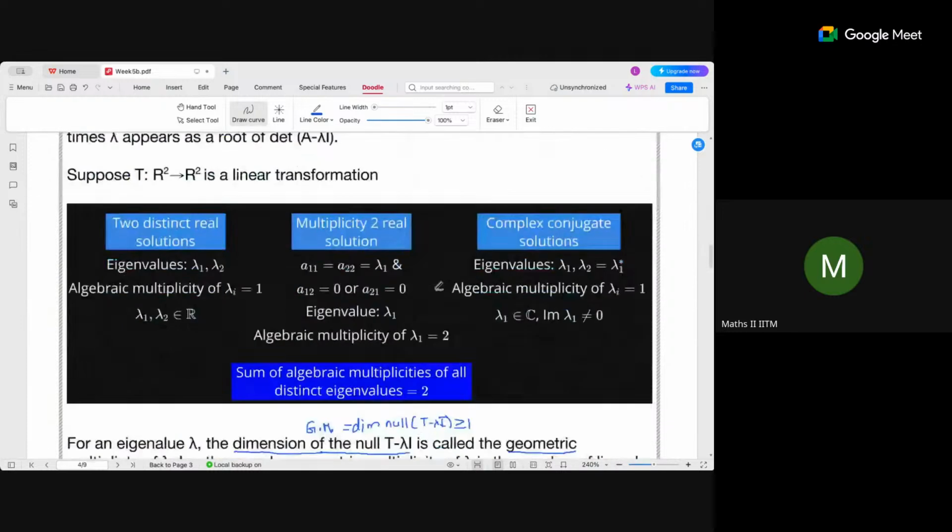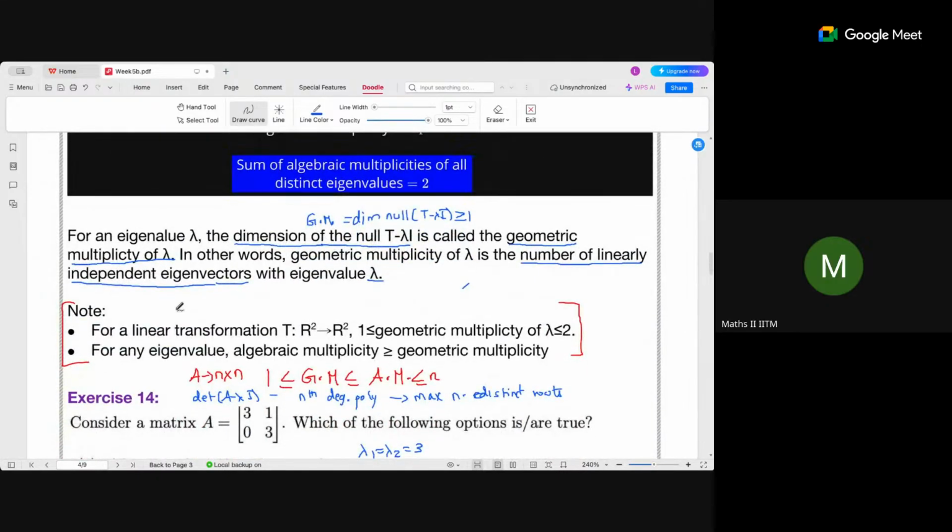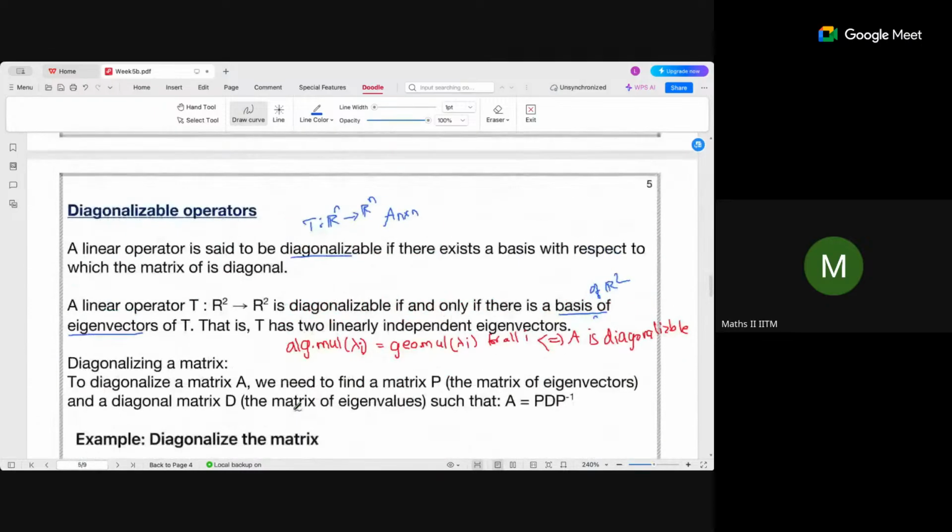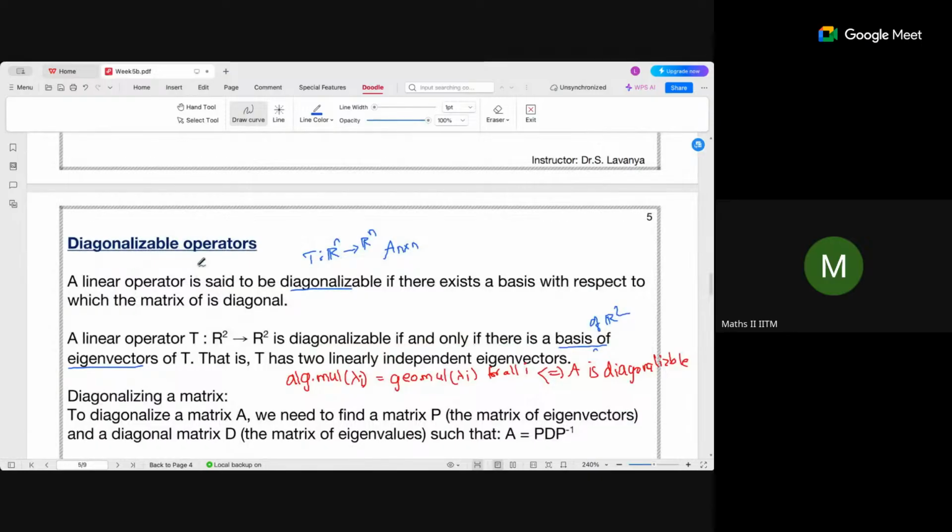And geometric multiplicity is the number of linearly independent eigenvectors we can find with respect to a given lambda. And the inequality for them is 1 less than or equal to geometric multiplicity less than or equal to algebraic multiplicity less than or equal to n for an n by n matrix. Okay, and based on this we saw what is diagonalizability.